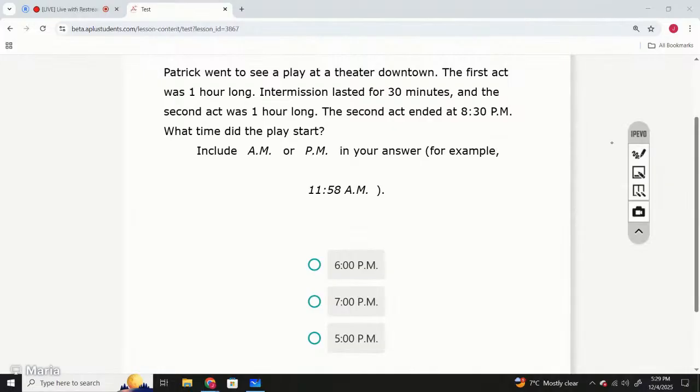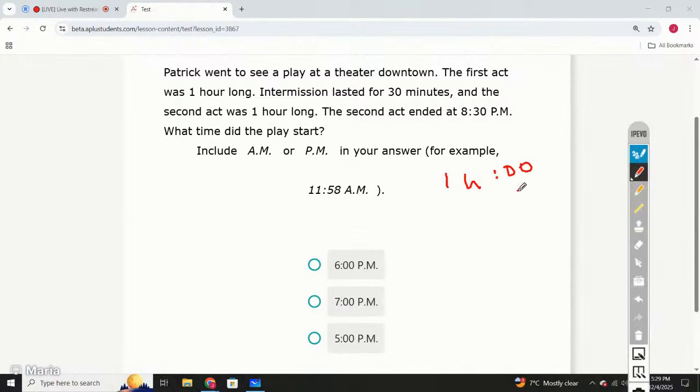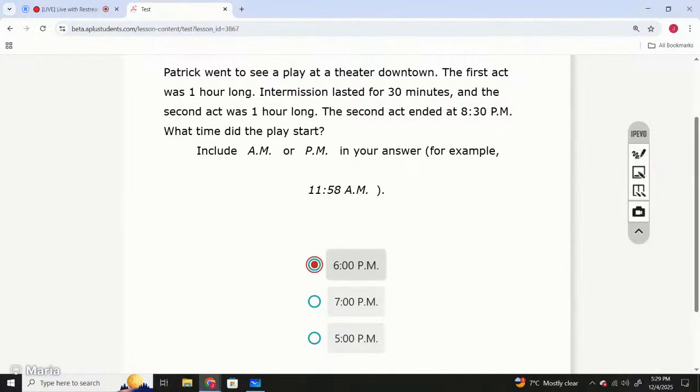So, the first act was 1 hour long. The intermission lasted for 30 minutes, and the second act was 1 hour long. The second act ended at 8:30. So that is 2 hours and 30 minutes. You need to go back by 2 hours and 30 minutes. So you end up on 6. Option number 1 is the correct option.